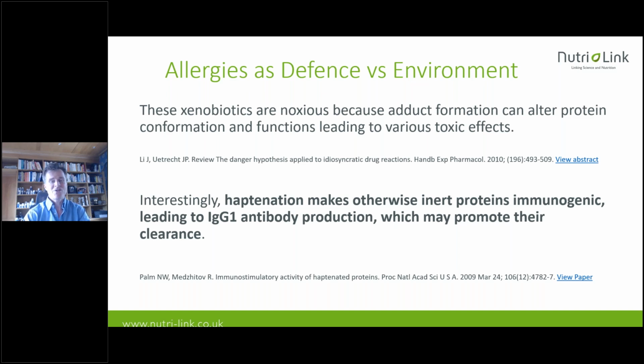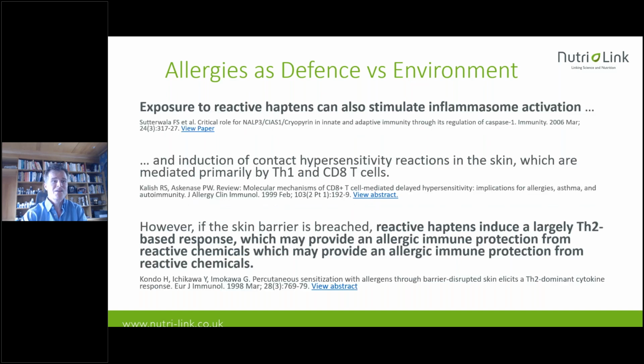So haptenation actually converts something, because it's an inefficient process in clearing something, it converts A into B, and B becomes something to which the body has an immune response. And that's believed to be, according to this hypothesis, something that actually then leads to our ability to clear it from the system. So exposure to reactive haptens can also stimulate inflammasome activation, so systemic inflammation. I mean, it could be local, of course, but it's inflammasome activation, so we get an inflammatory response. It's supposed to be doing us a favor, but this is what leads to the unpleasant symptoms of reactivity.